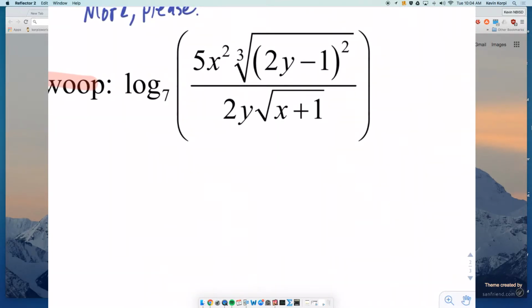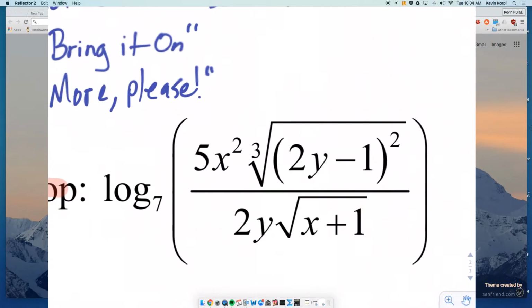You want to first go through and take inventory. How many factors do we have? Well, I have the factor of 5, so that's my first factor. I have a factor of x squared, so that's factor number 2. And then I have this wonderful factor right here, which I'll call factor number 3.